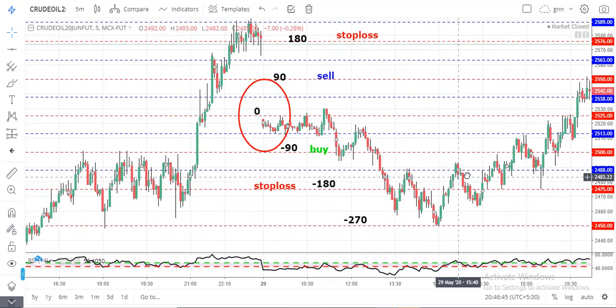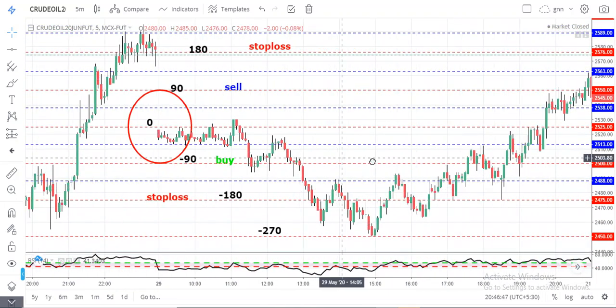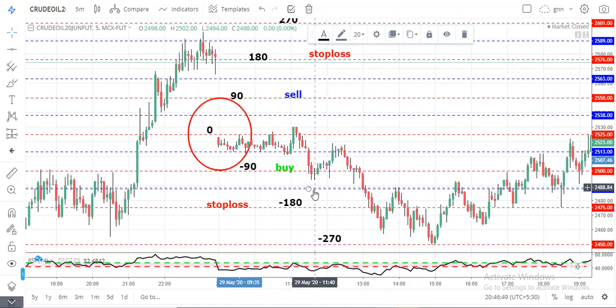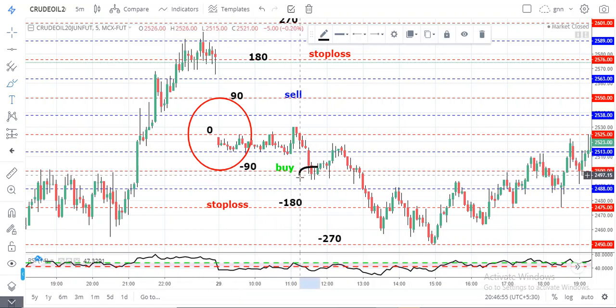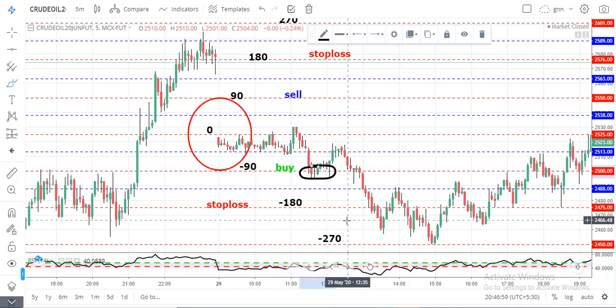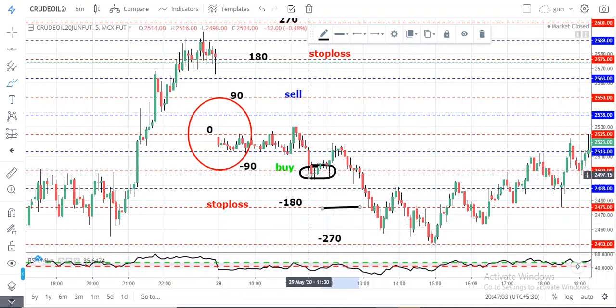As per our Gann method, I have taken a buy at 2500. Here I have taken a buy. This is the rule: we have to take a buy at 90. So I am maintaining 180 as a stop loss. Once the price hit this level, it started to move up, but it couldn't reach our target.